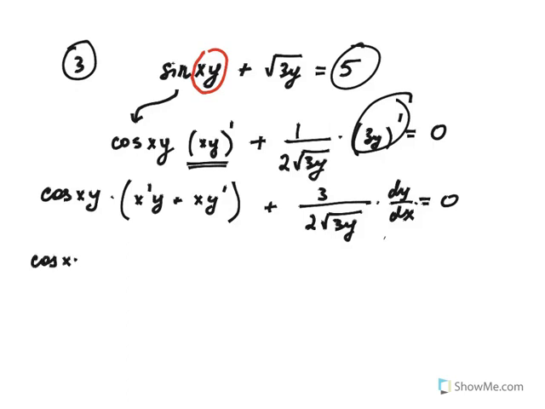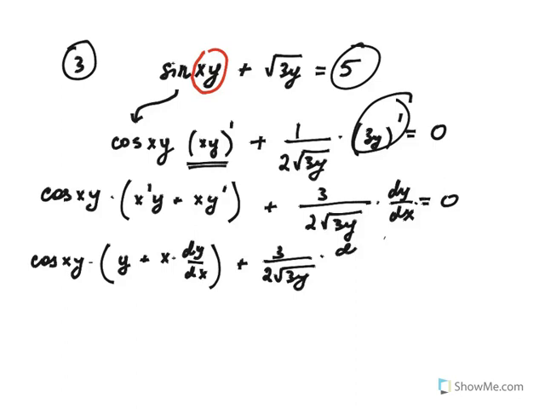We get cosine of xy times. Now, derivative of x is 1. So all we have left is y. Plus x times, but derivative of y is 1, but we're differentiating implicitly, so it's going to be 1 times dy/dx, right? Plus 3 over 2 the square root of 3y dy/dx equals 0.